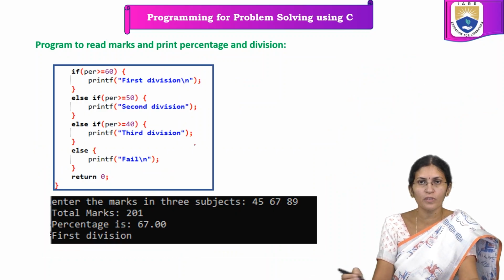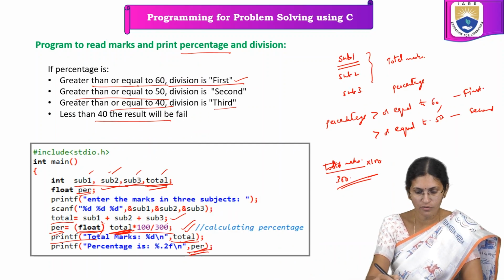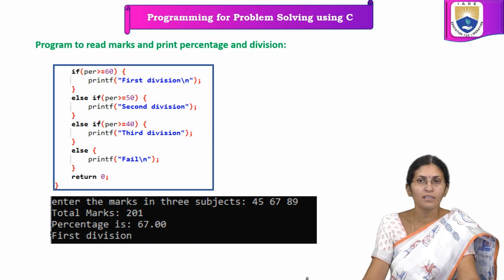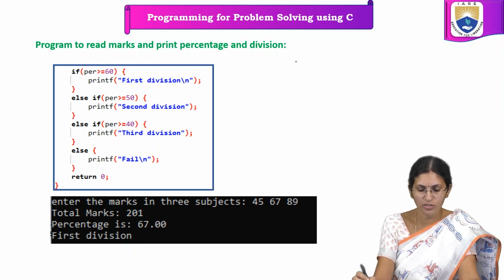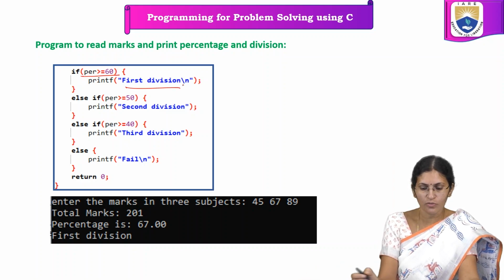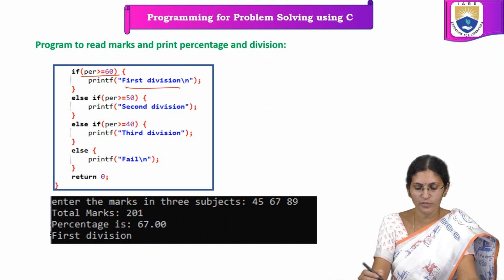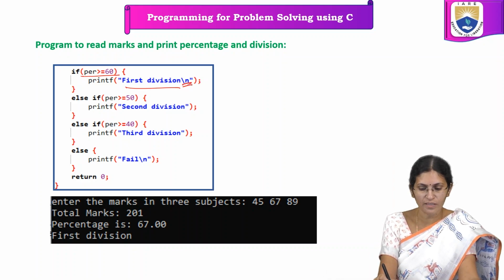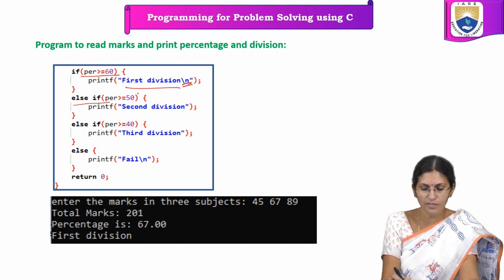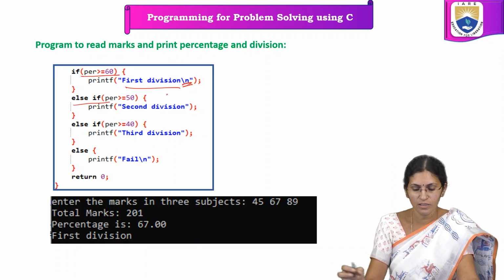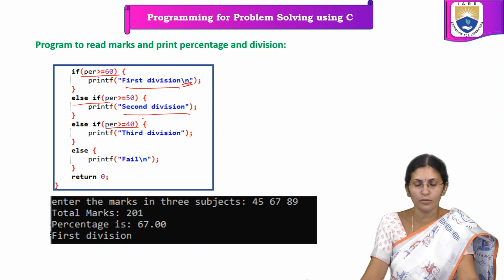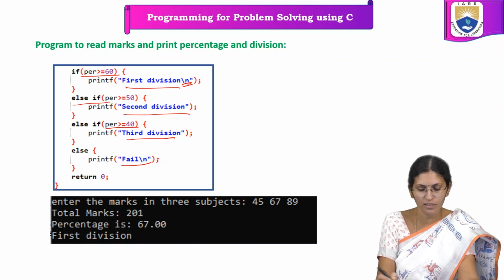Now based upon this, we need to print the division. For this we are using if and else statements. If the percentage is greater than or equal to 60, if this condition is satisfied, then the output should be first division. \n is an escape sequence where the control is transferred to the next line. Else if percentage is greater than or equal to 50, we have to print second division. Else if percentage PER is greater than or equal to 40, printf third division, else print fail.